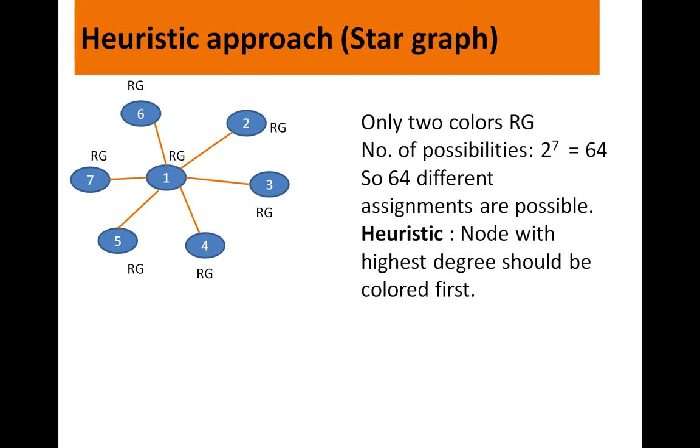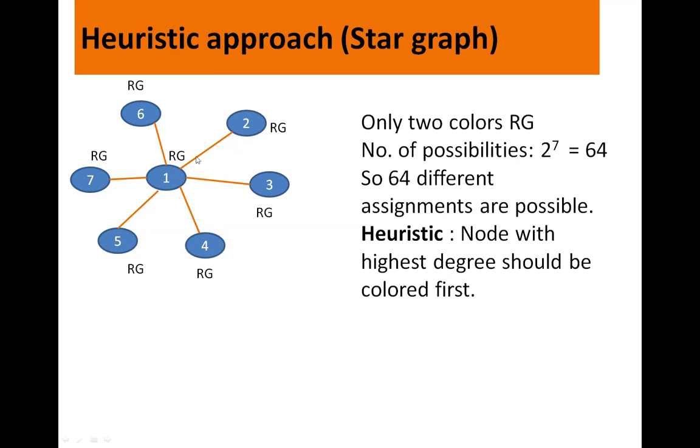Fine. So what is the set of variables? The set of variables is 1, 2, 3, 4, 5, 6 and 7. What is the domain? The domain is red, comma, green. What is the constraint? The constraint is the same: no two adjacent nodes can have the same color.